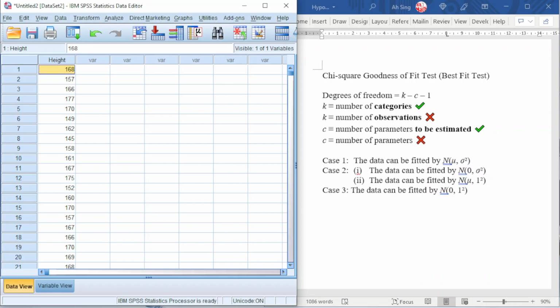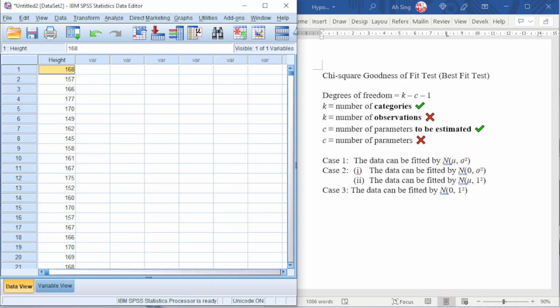Would you like to share how to perform chi-square goodness of fit test by using SPSS? When testing whether a data set can be fitted by a known distribution, the most common mistake that we make is using a wrong degrees of freedom. Recall, degrees of freedom is equal to k minus c minus 1, where k is the number of categories, not the number of observations, while c is not simply the number of parameters, but the number of parameters to be estimated. To have better understanding, consider the following cases.